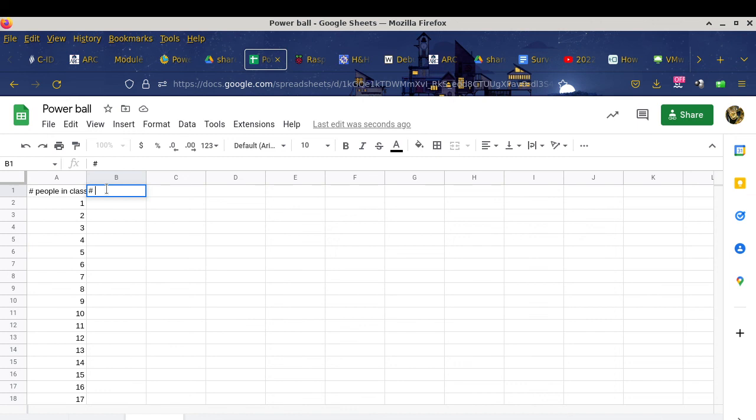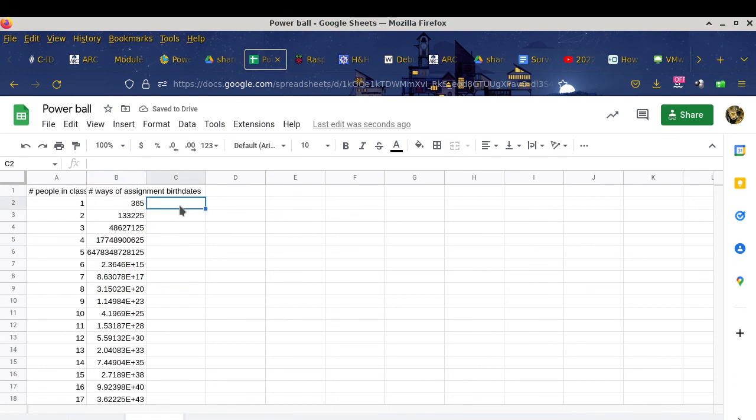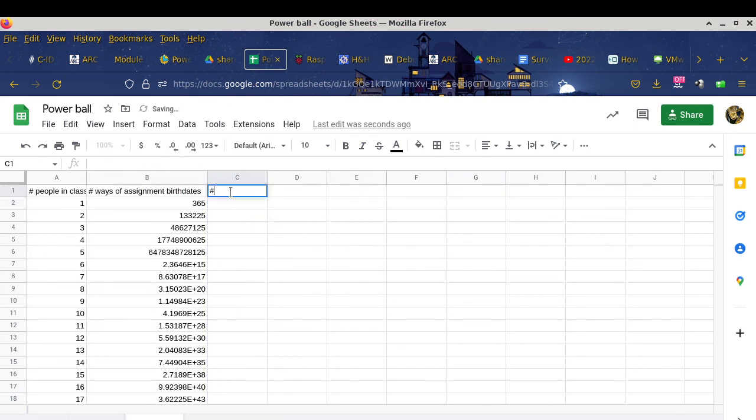And this one is going to count the number of ways of assigning birth dates. So that would just be 365 to the power of the number of people in that class. Hardly exciting. Again, you'll go all the way to 44, and I can do all this as one single step at the end. For this, I'm going to change the column size here, and this one is the number of ways of unique birth date assignments.